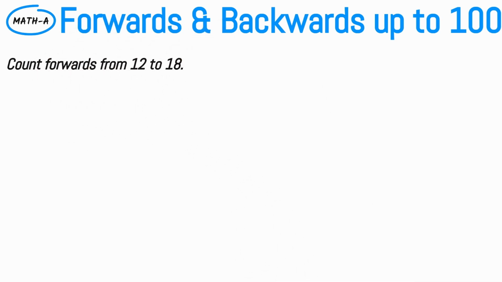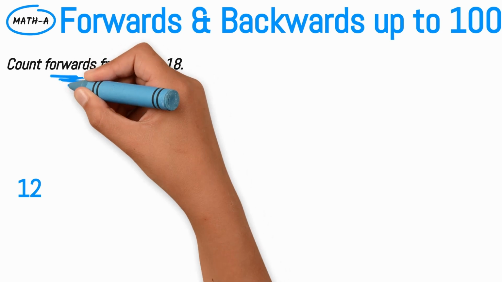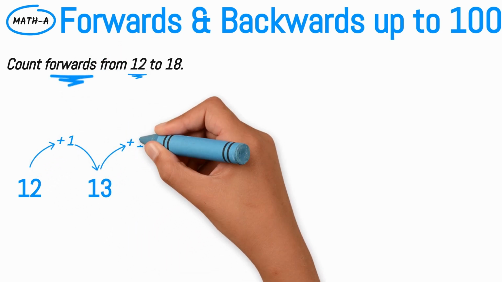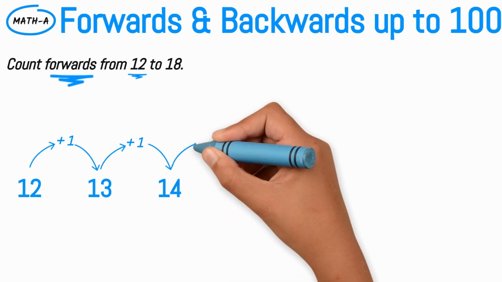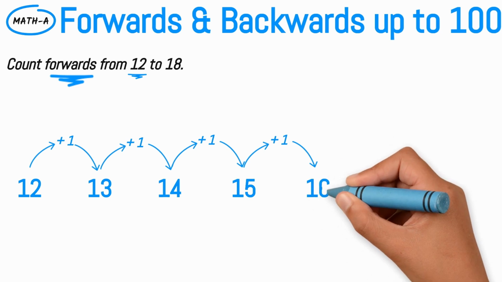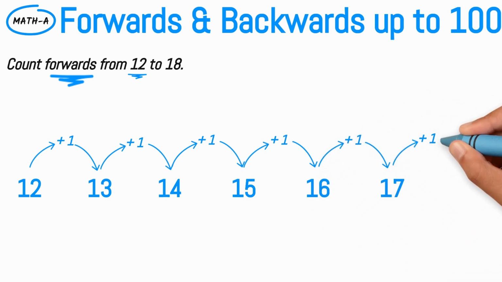Count forwards from 12 to 18. So we start with 12 and then we're counting forward. So we've got 12, 13, 14, 15, 16, 17, and 18.